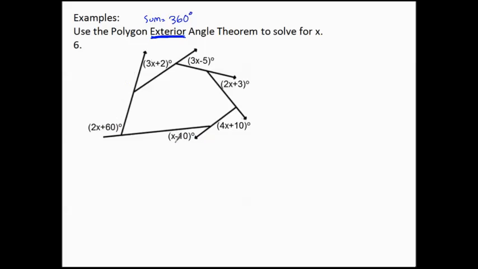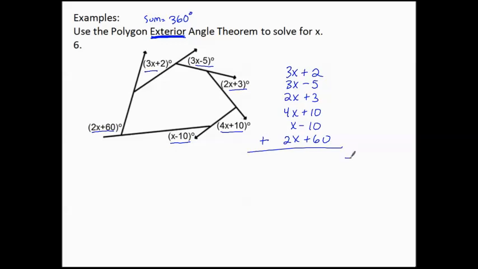So similar to what we did before, let's just keep track and not miss any. As I go, I'm going to place a mark by them. 3x plus 2, 3x minus 5, 2x plus 3, 4x plus 10, x minus 10, and 2x plus 60. Add them, and they're supposed to equal 360 degrees.